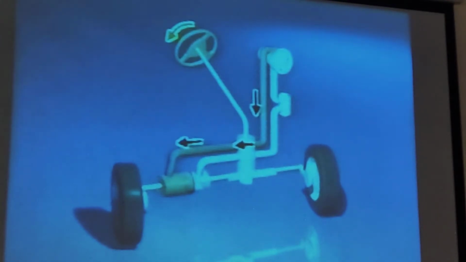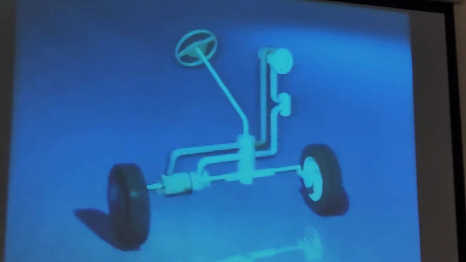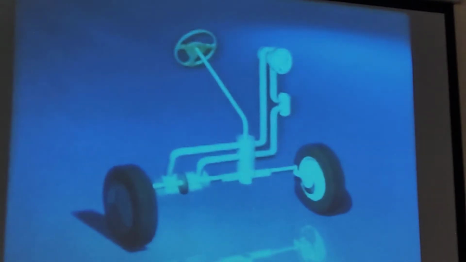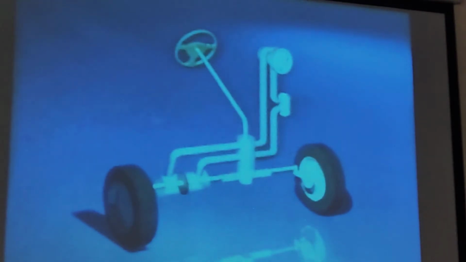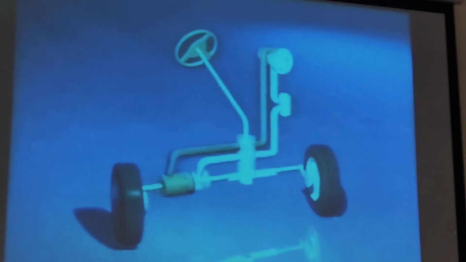Then fluid is charged to one side of the power cylinder or the other, moving the piston to the left or right. When the steering wheel is turned in the opposite direction, the small valve changes the direction of flow, so the fluid goes to the opposite side of the power cylinder, moving the piston in the opposite direction. This is how the power cylinder helps the driver turn the steering wheel.